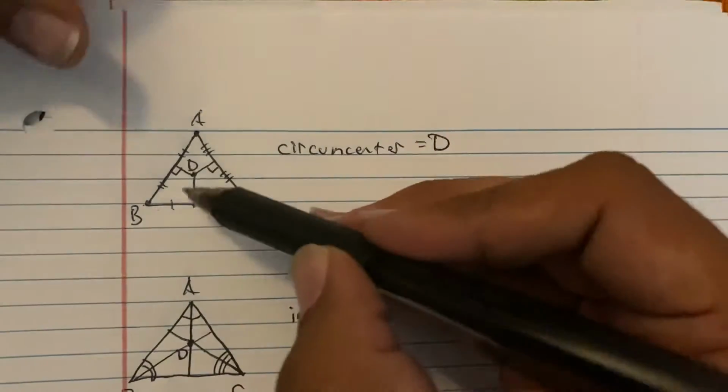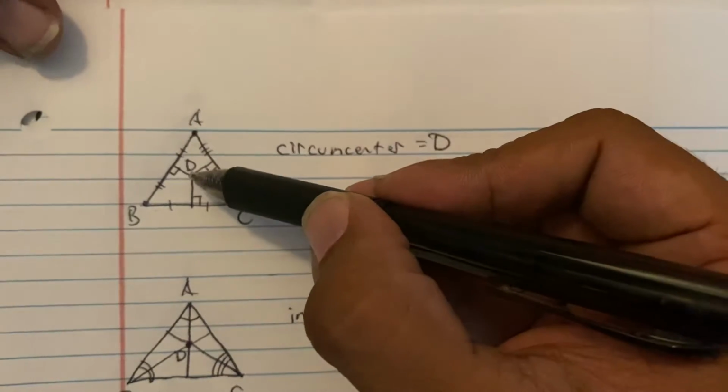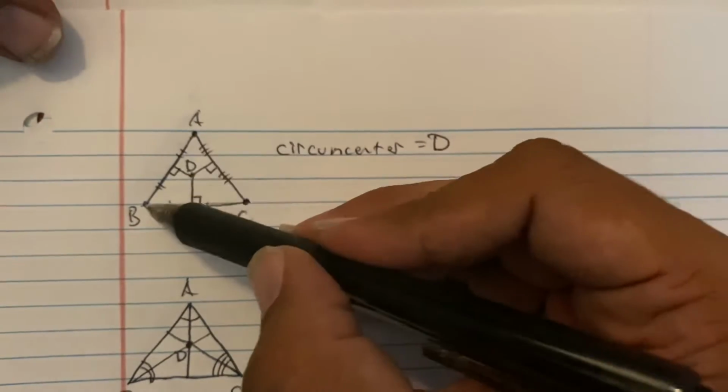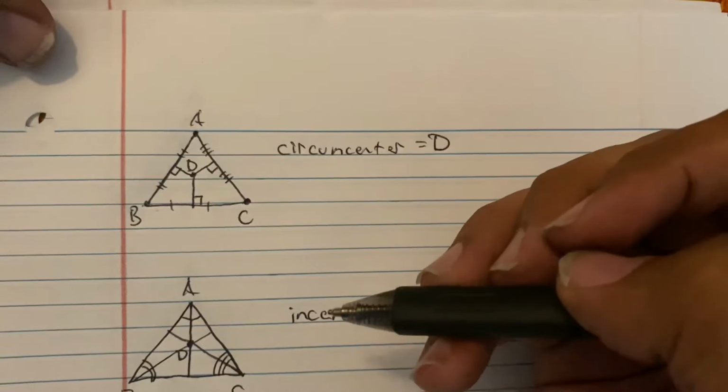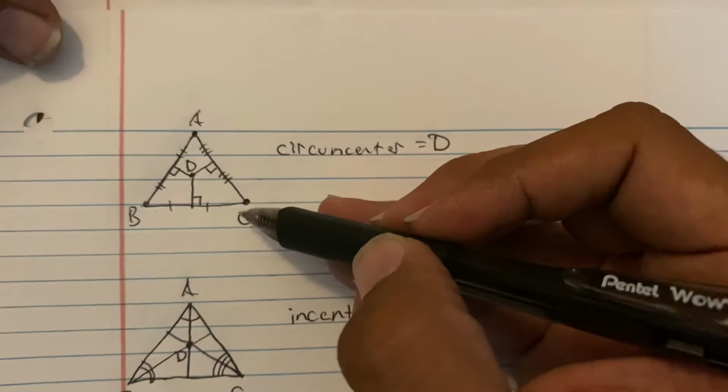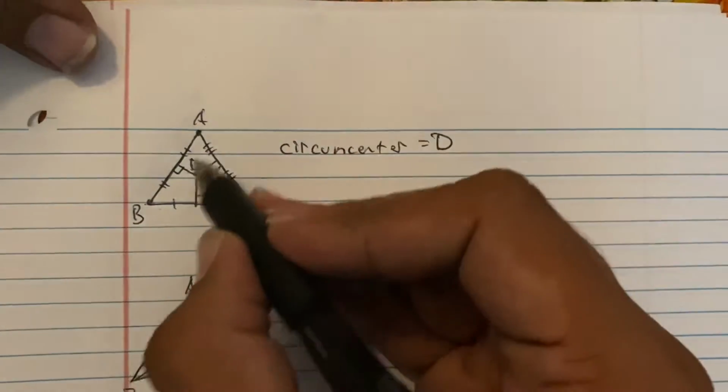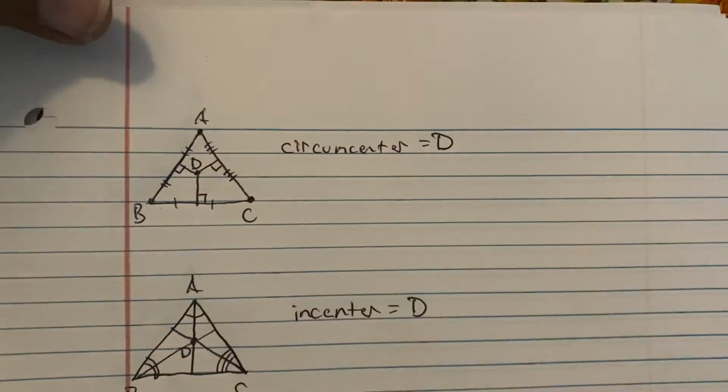Now what's cool about this point is that it's equal distance from every single vertex. Okay, that's what's special about it. All right, that's enough for that one.